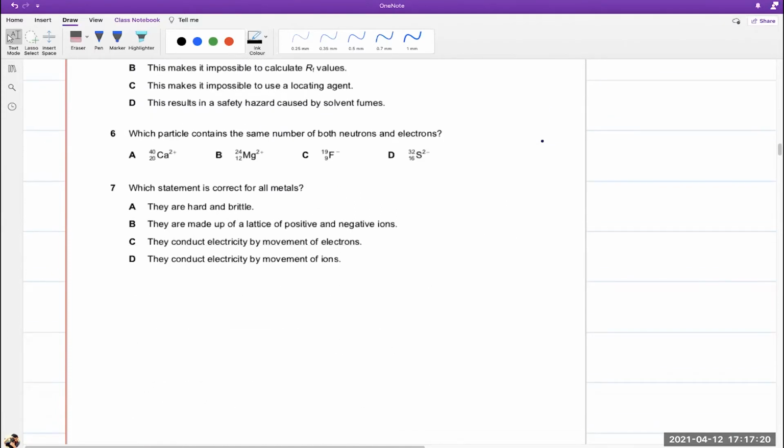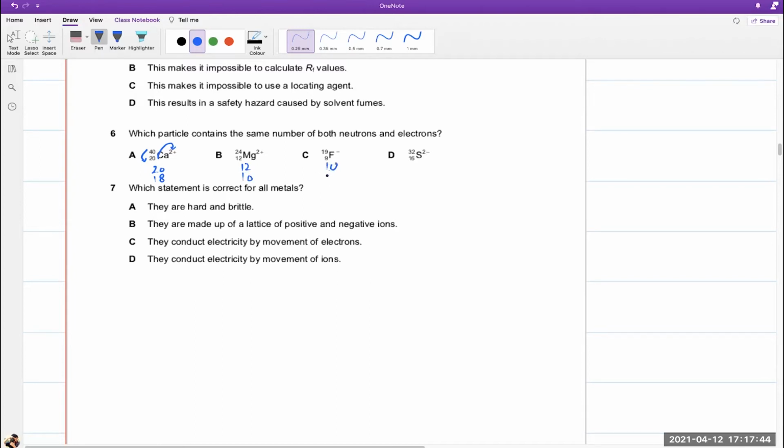Which particle contains the same number of both neutrons and electrons? So for that, let's just figure out the neutrons and electrons. Neutrons are this minus this, and electrons are this minus this. Okay, so 40 minus 20 is 20, and 20 minus 2 is 18, not the answer. 24 minus 12 is 12, and 12 minus 2 is 10, so not the answer.